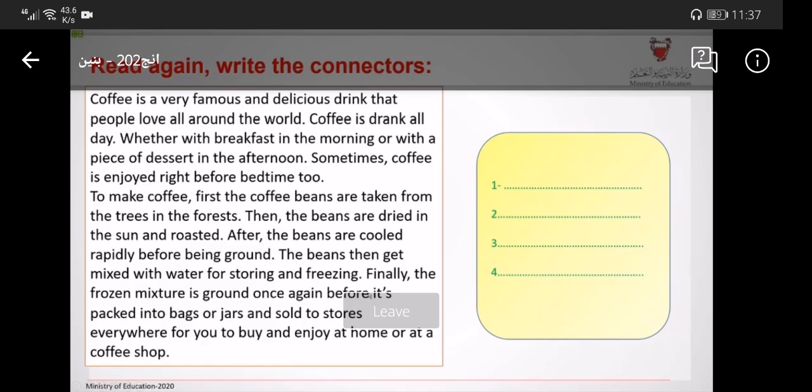Of course, in the final step, we use the connector finally. So we say, finally, the frozen mixture is ground once again before it's packed into bags or jars and sold to stores. And here we are talking about the distribution of the product, where it is sold, where it is distributed. It is sold to stores everywhere for you to buy, enjoy at home or at coffee shops.